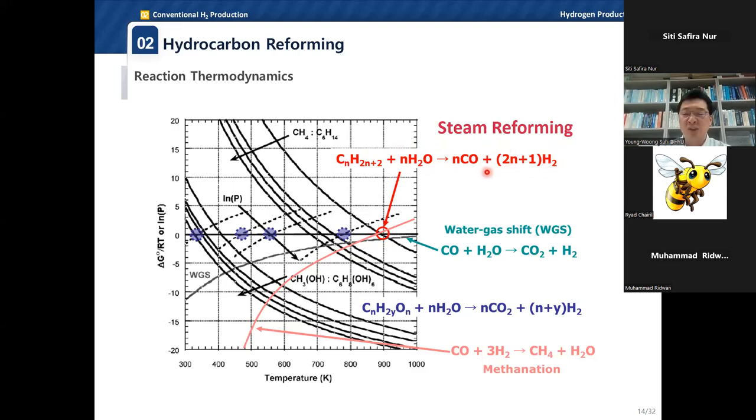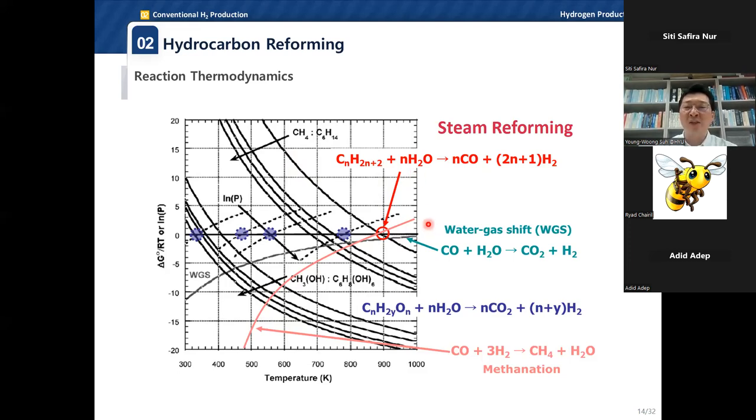This is called the synthesis gas, or syngas. However, you can see this reaction depends on the carbon number. Here, at just about 900 Kelvin, this is the CH4 curve. Around 900 Kelvin, the Gibbs free energy becomes negative. That means below 900 Kelvin, in the case of methane, steam reforming of methane is not thermodynamically feasible. Above 900 Kelvin, steam methane reforming is thermodynamically feasible.